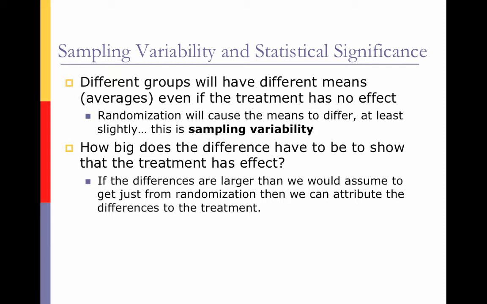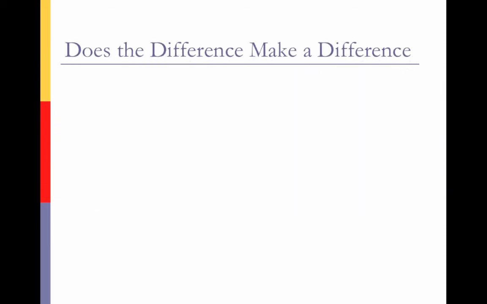If we assume to have some variation, and then all of a sudden that variation is much larger than we were expected, then we know that the differences are because of the treatment, and those differences are called statistically significant. So when those differences are bigger than what we expect, that's when it is statistically significant. Again, let's look at how big that difference has to be.